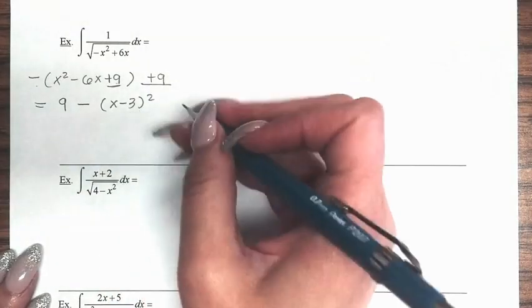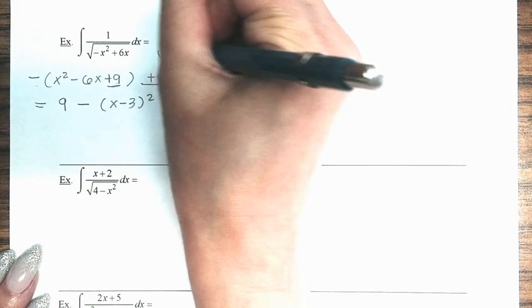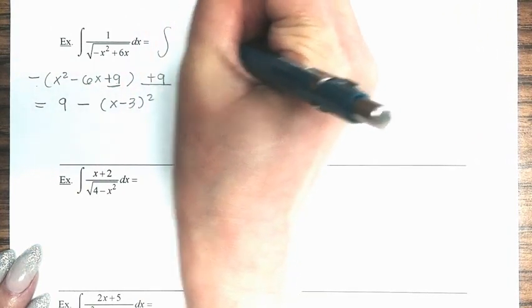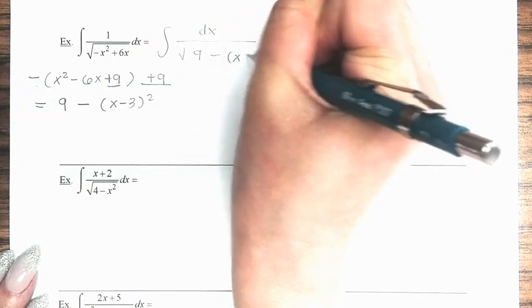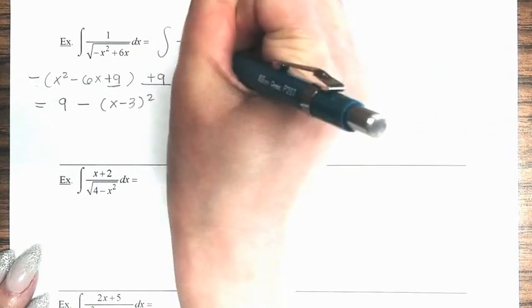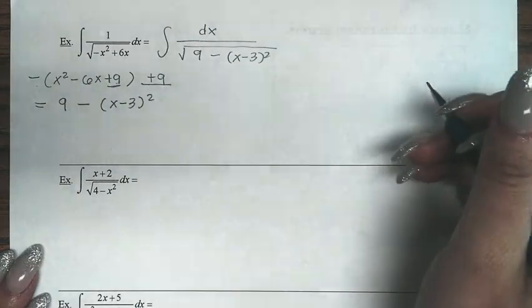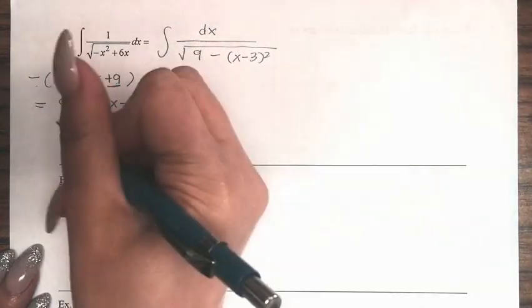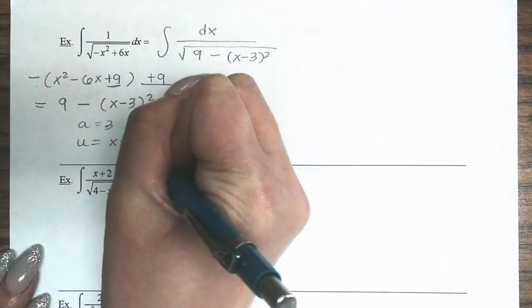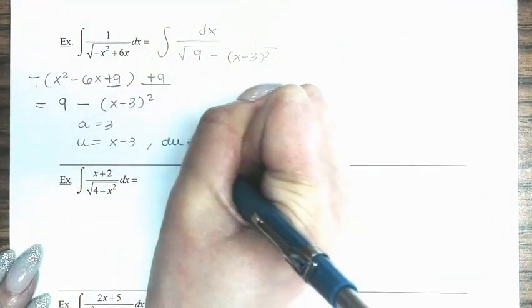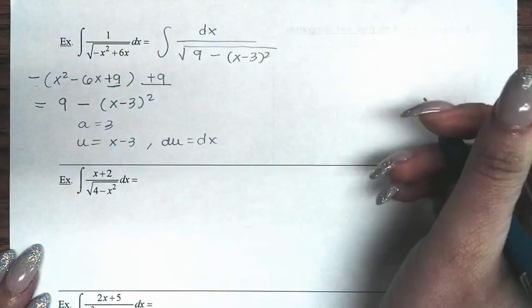Okay? So here you have that it's going to be the integral. You can put the dx there, and it's going to be the square root of 9 minus x minus 3 squared. Okay, so you have this equation. At this point you can see that a is going to be 3 and u is going to be x minus 3, which you know that du is going to be equal to dx.